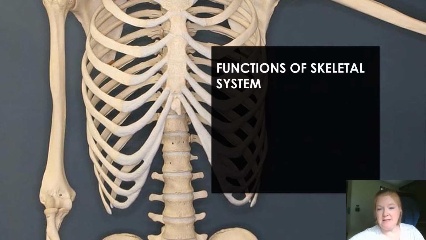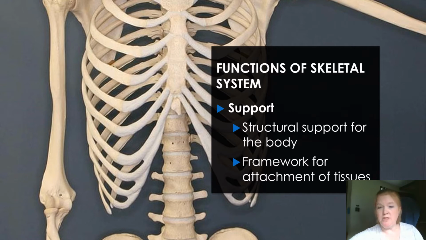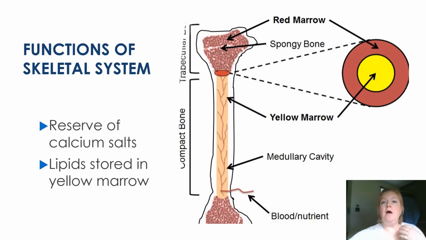Some functions of the skeletal system. Support. So it's structural support for the body, right? It gives your body shape. It's also a framework for the attachment of tissue. So a lot of muscle tissue, for example, attaches to bone. The skeletal system also functions as a reserve for calcium salt, so it's storage, but also there are lipids, fats, stored in yellow marrow. So the skeletal system stores minerals and it also stores fat.